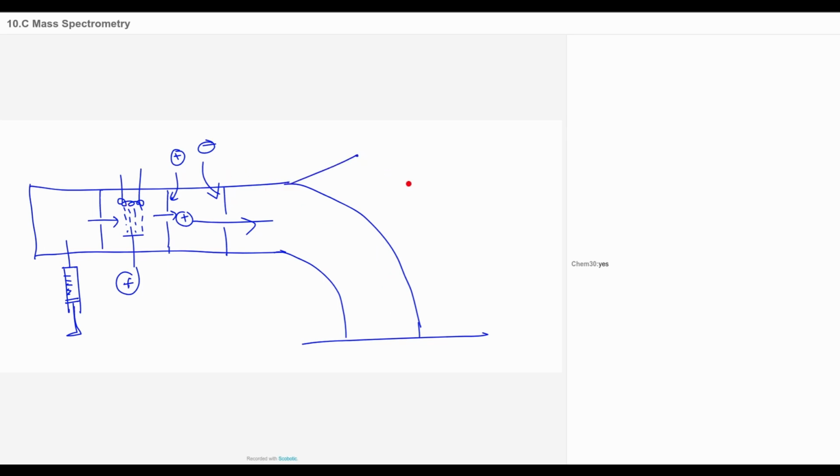And then you have the fourth chamber, which is the magnetic chamber or the deflector. The deflector has a huge electromagnet, right? So the job of the deflector is to deflect this incoming particle as to their mass to charge ratio.